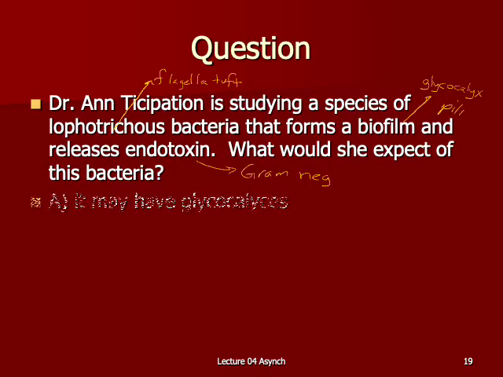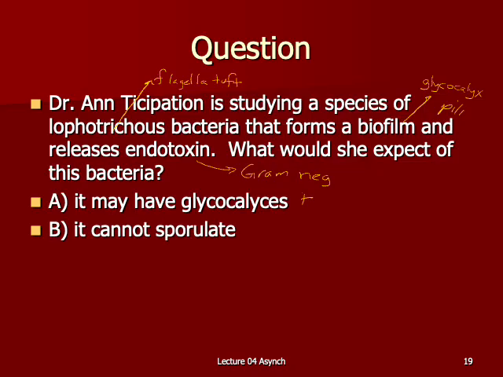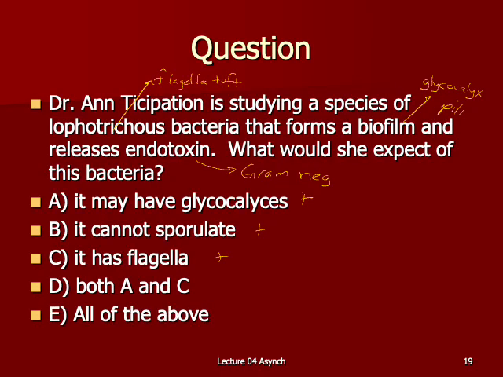What's true? It may have a glycocalyx. Yeah, that's true. Possibly, yes. It cannot sporulate. Yeah, that's correct also. If it's gram negative, it can't sporulate. It has flagella. Yep, lophotrichous means it has flagella. Trichos, flagella, yep. So the answer has got to be E, all of the above.